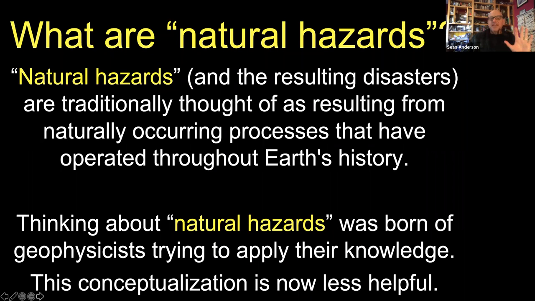We are taking a different approach in our class than most classes on natural hazards and natural disasters. Natural hazards and the knock-on effect, disasters, are traditionally thought of as coming from these natural processes that have gone on since the Earth has been around. So plate tectonics are what's at the root of earthquakes. Differential heating in the atmosphere is what causes hurricanes, and so on and so forth.